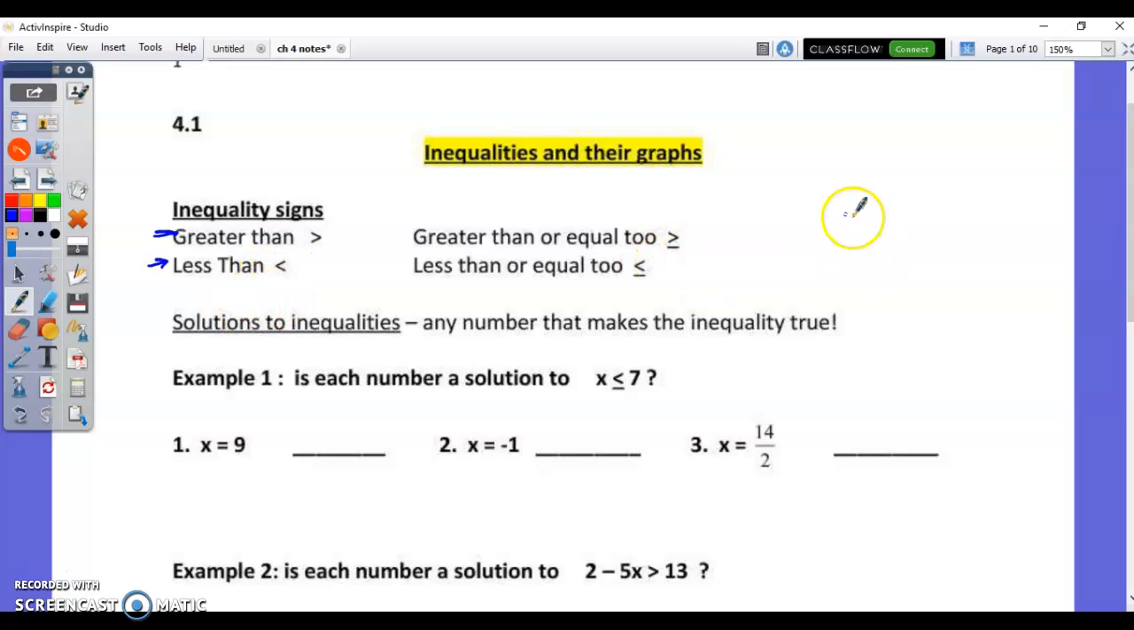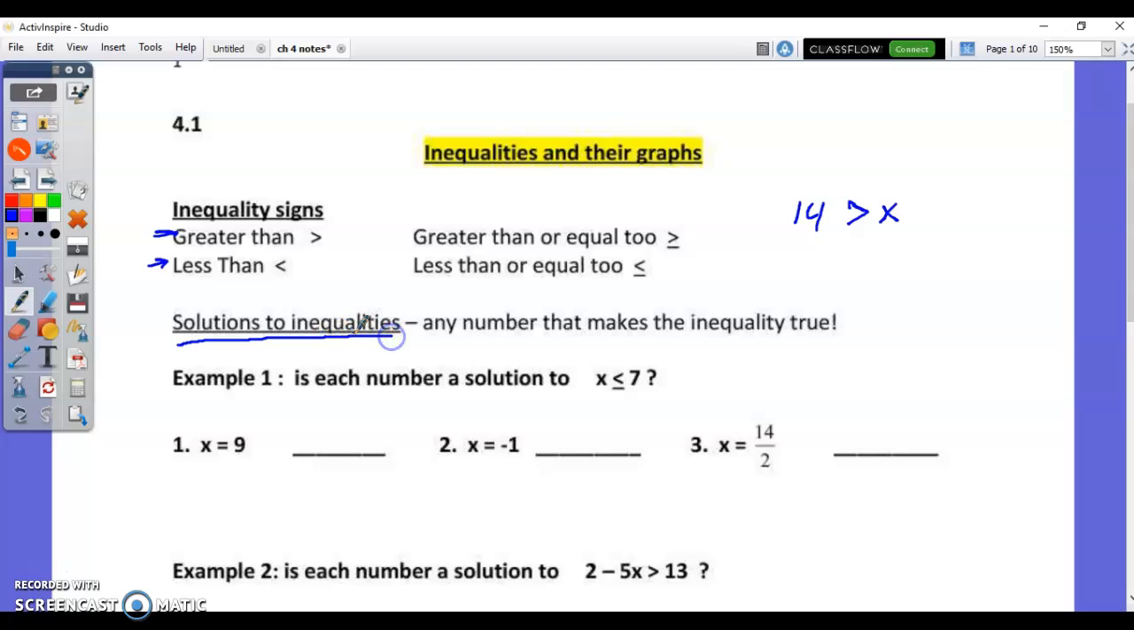However, what we talked about the other day is that if I have the variable on the other side, so 14 and then x, we can read this as x is less than 14, even though this says greater than. So don't be confused on that. Be able to read the variable first and just know that, again, it points to the smaller number and opens to the bigger number. Okay, so solutions to an inequality.